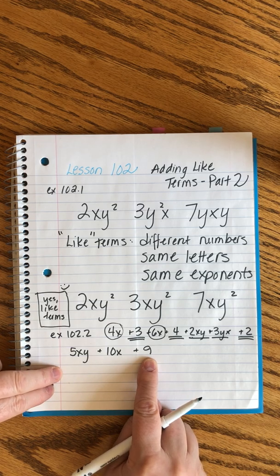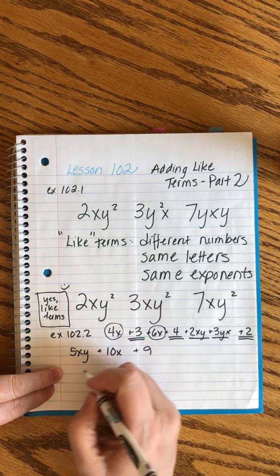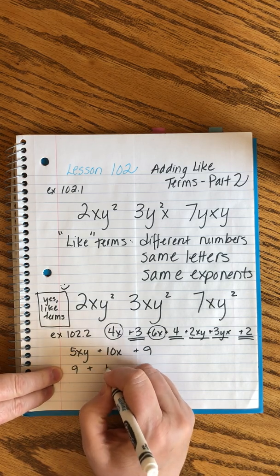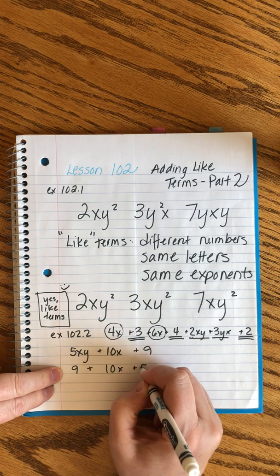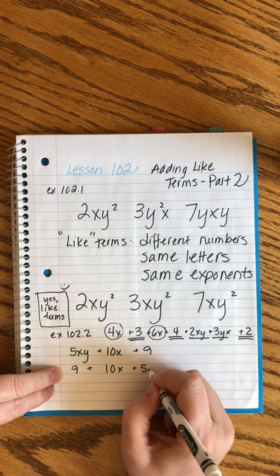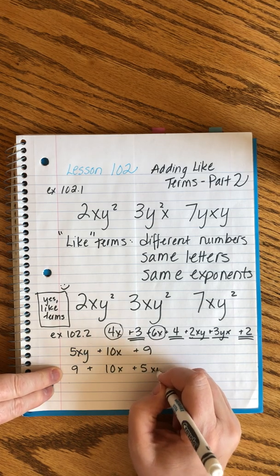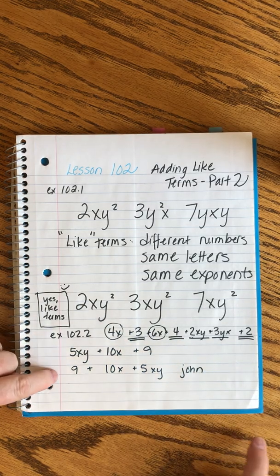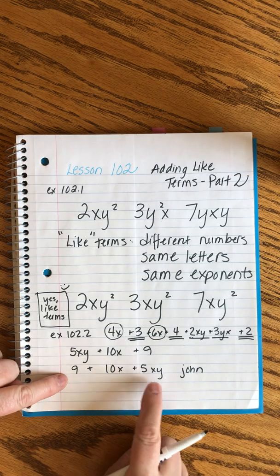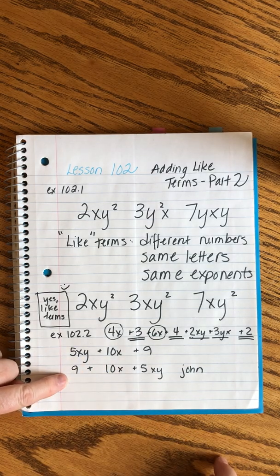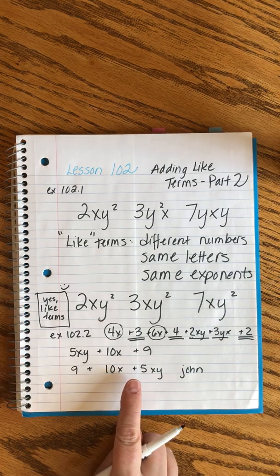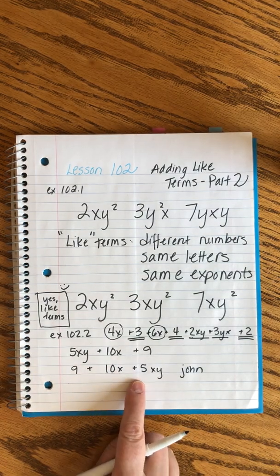Now, John puts them in a different order. John writes 9 plus 10x plus 5xy. This is John's answer. Is ours the same as his? Yes. Different order, same terms. Everything's the same. The signs are the same. Now, is John's just as good? John's isn't wrong. It's perfectly fine.